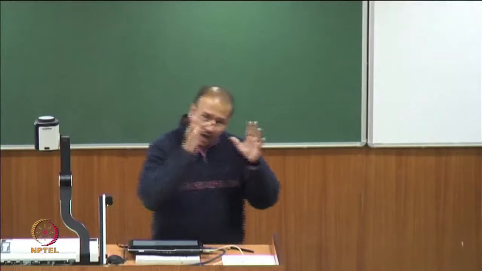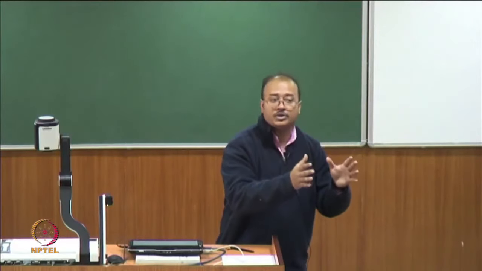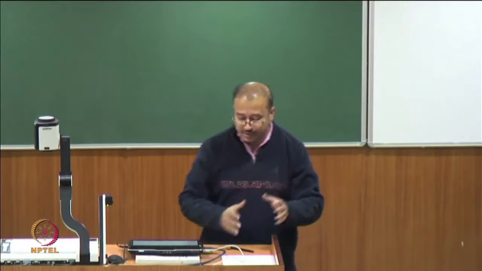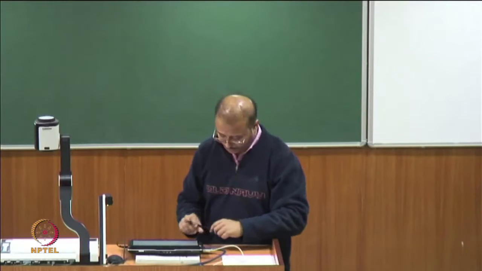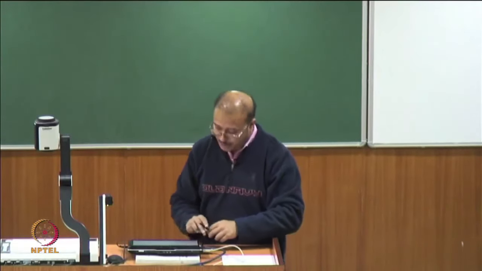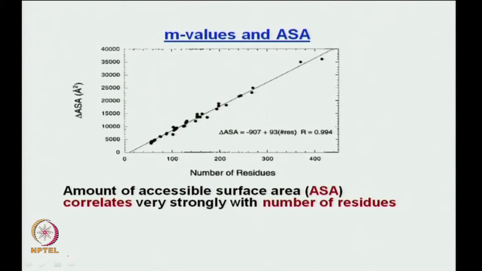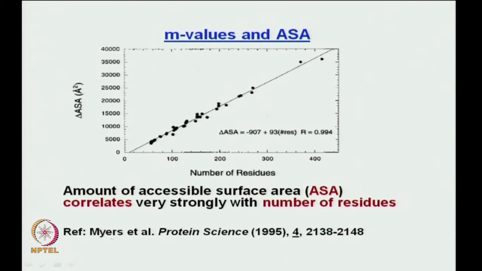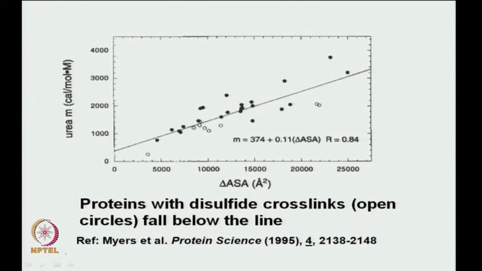It is just that you have the idea that M value will depend upon accessible surface area. Why? Because accessible surface area depends upon the number of residues. I will soon see that. So, amount of accessible surface area correlates very strongly with the number of residues. Okay, that is what is proven here. So, what they did was, so this is the reference I have taken the figure from. It is a very good paper. I think all of you should read it.